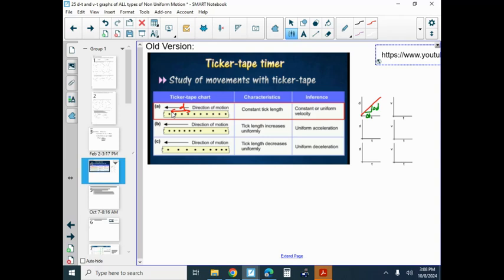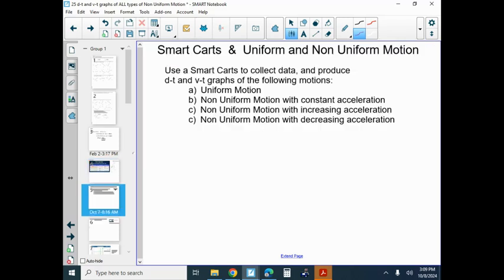So maybe we'll come back to the rest of these, but really the process for getting the VT graph from this was a big process. We're going to know how to do the process, but we're not going to have to do the process. And the advantage of the really cool equipment we have is that you can spend a lot of time analyzing and understanding the motion, just looking at the results and understanding it, rather than spending so much time trying to produce the results. And so the goal is we're going to use smart carts and we're going to analyze uniform and non-uniform motion.